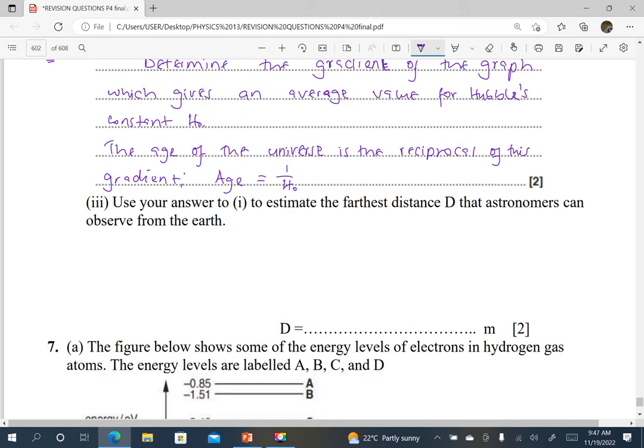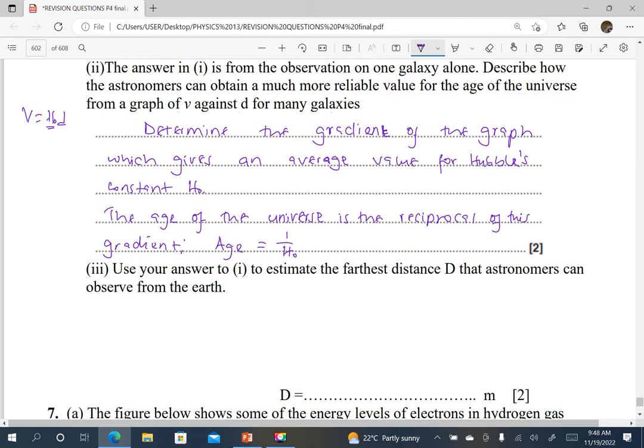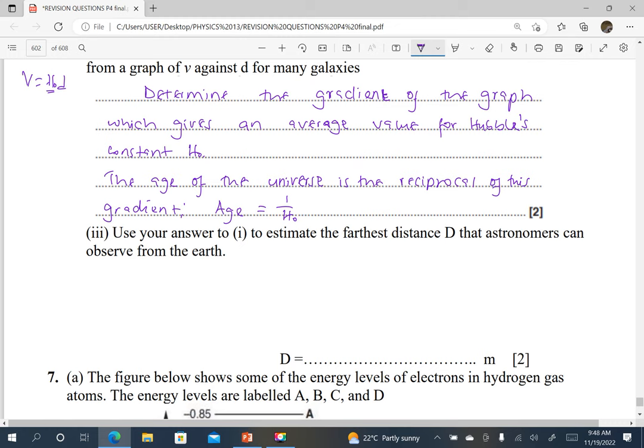Use your answer to Roman 1 to estimate the farthest distance d that astronomers can observe from the Earth. Okay, just food for thought, you can try to check out. We have seen that we rely on light coming from distant stars, and we want to estimate the farthest distance.